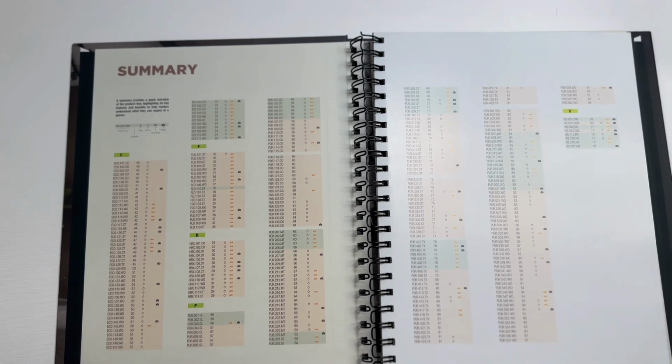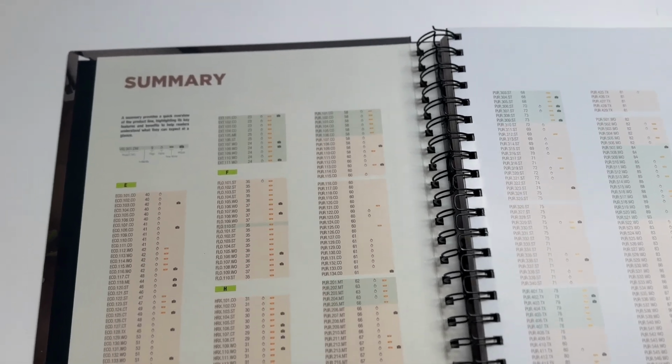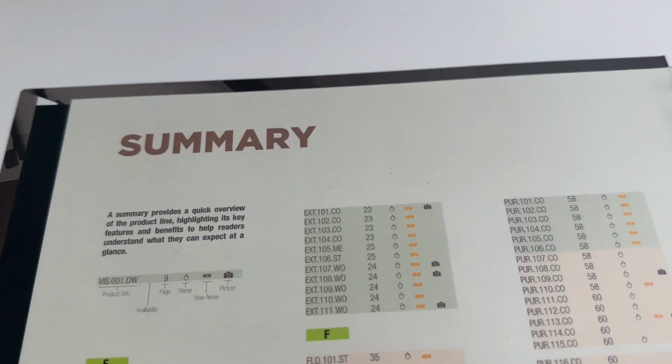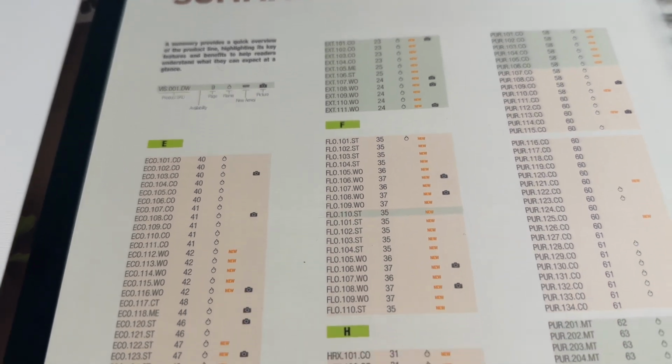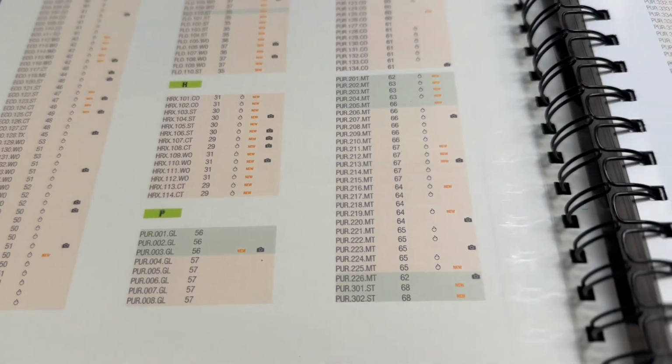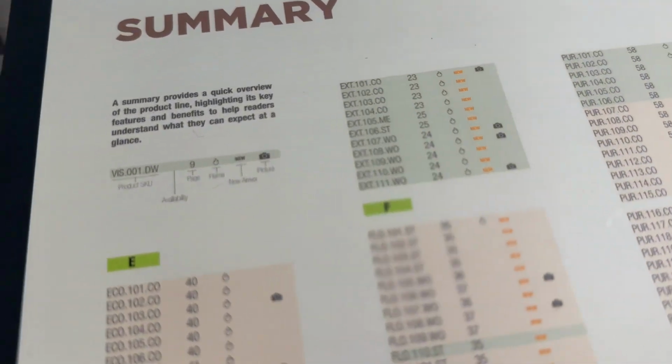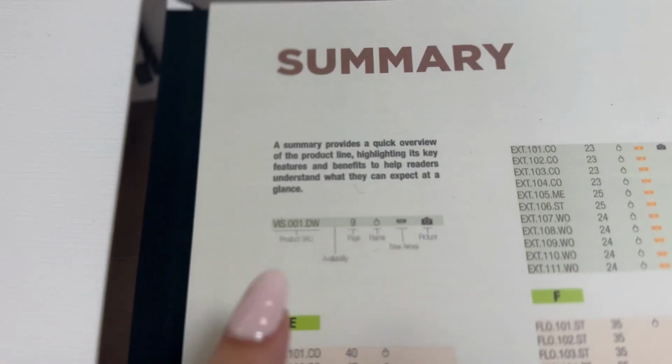The catalog begins with a summary section, followed by a detailed product description page. The summary provides a quick overview of the entire product line. Each row represents a product and includes key information to help you understand the catalog instantly. Here's what each element means.